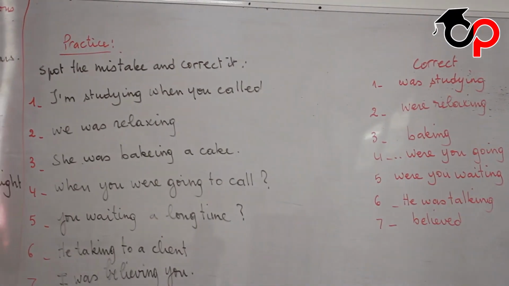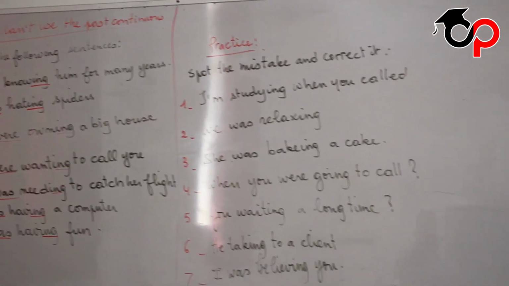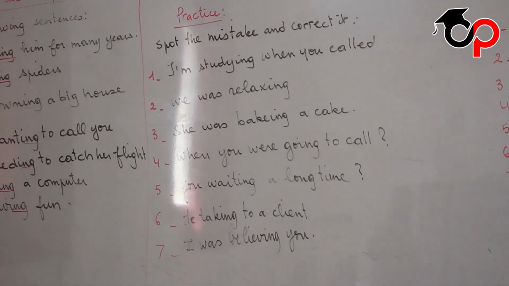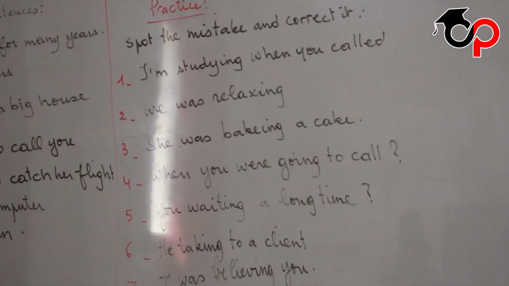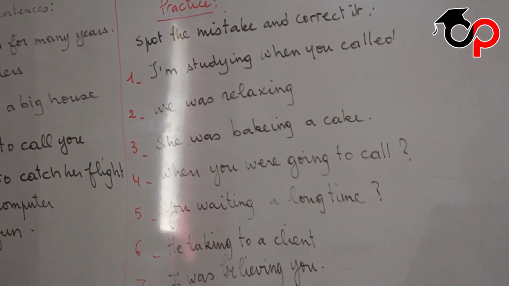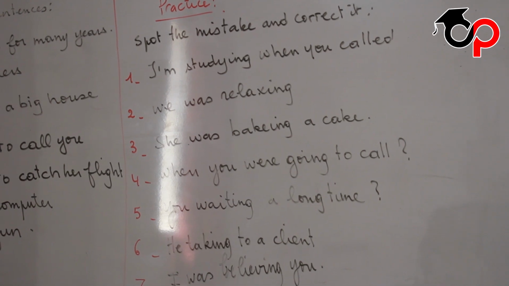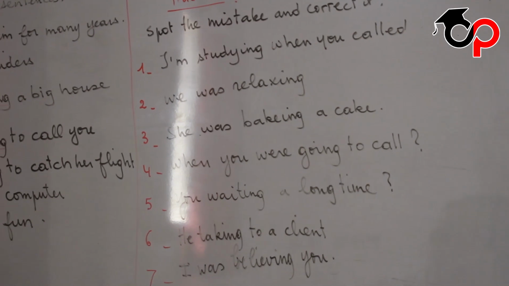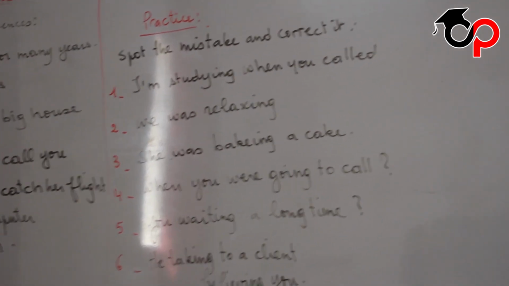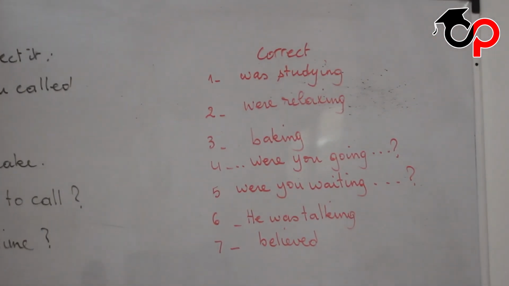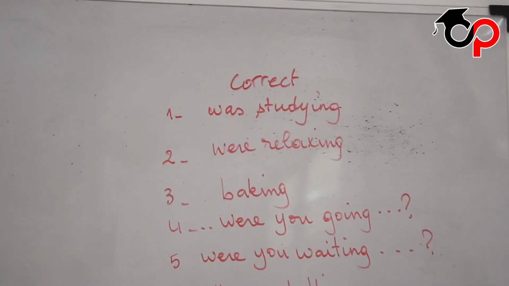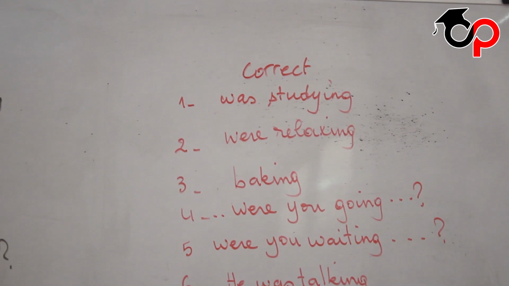So number 1. In sentence number 1, we have a wrong tense. We don't say I'm studying when you called. You called in the past. So before you called, I was studying. Not I am studying. I'm studying is the present continuous. So before you called, I was studying. So the correct form of the verb is was studying.